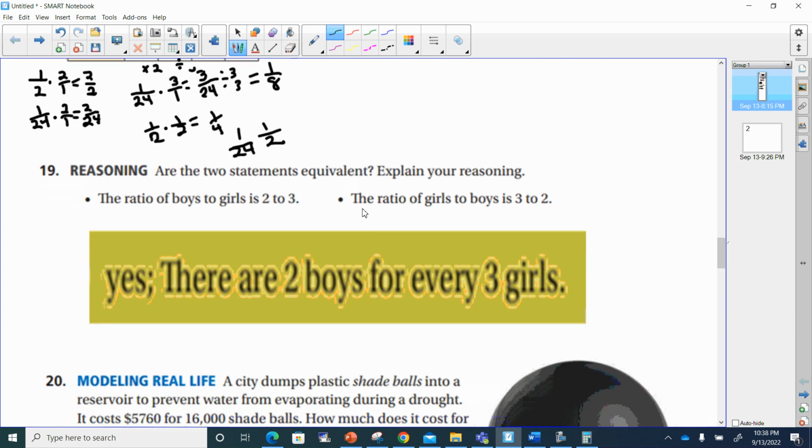Number 19, are the two statements equivalent? Explain the reasoning. Ratio of the boys to girls is 2 to 3. Ratio of the girls to boys is 3 to 2. Well, that makes sense, because it means for every 2 boys, there's 3 girls. So yes, the ratio is the same.